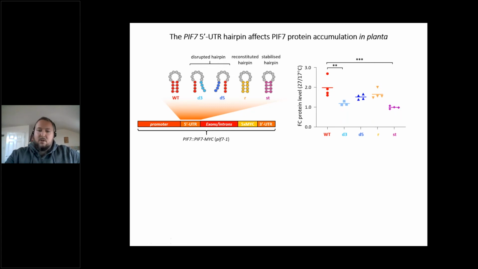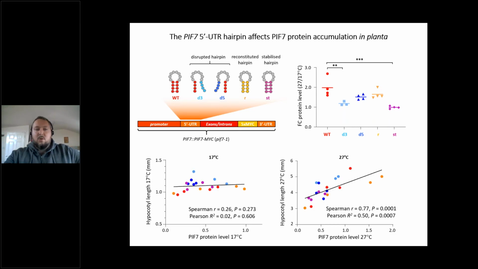We then decided to also look at the phenotypic level, whether the hairpin has an effect. So we used the same lines that we used for protein accumulation to also look at hypocotyl length. And when you look at 17 degrees on the bottom left here, we see that essentially all seedlings remained short. And that was true no matter how much protein level was already present under these conditions. So even if you have a line that has huge amounts of PIF7 protein, at 17 degrees they won't do much. So clearly there is another pathway acting here that prevents growth from happening.